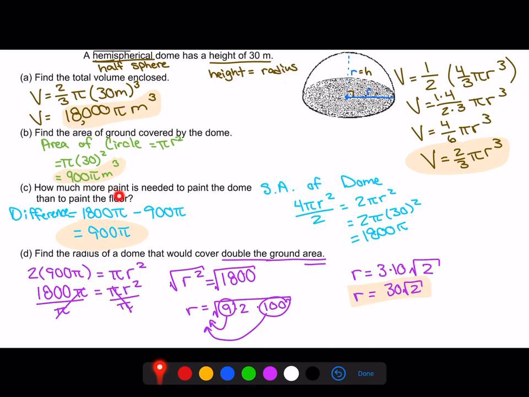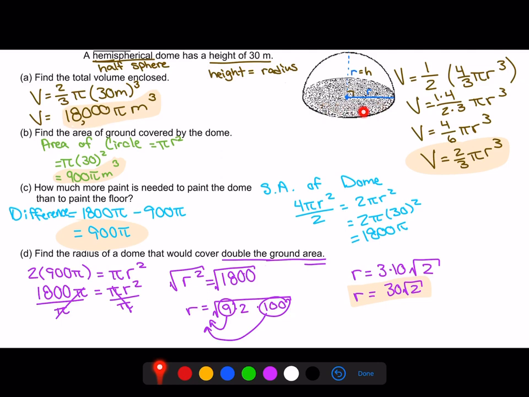Letter C, how much more paint is needed to paint the dome, the outside here, than to paint the floor? So what they're actually asking me to do here is find the surface area of the dome, and compare that to the flooring here. The surface area of a sphere is 4 pi r squared. I'm taking half of that, and I'm not going to count the base towards it, because I just want to know the surface area of just the part that's showing that's not on the ground. So I'm excluding the shaded area here.